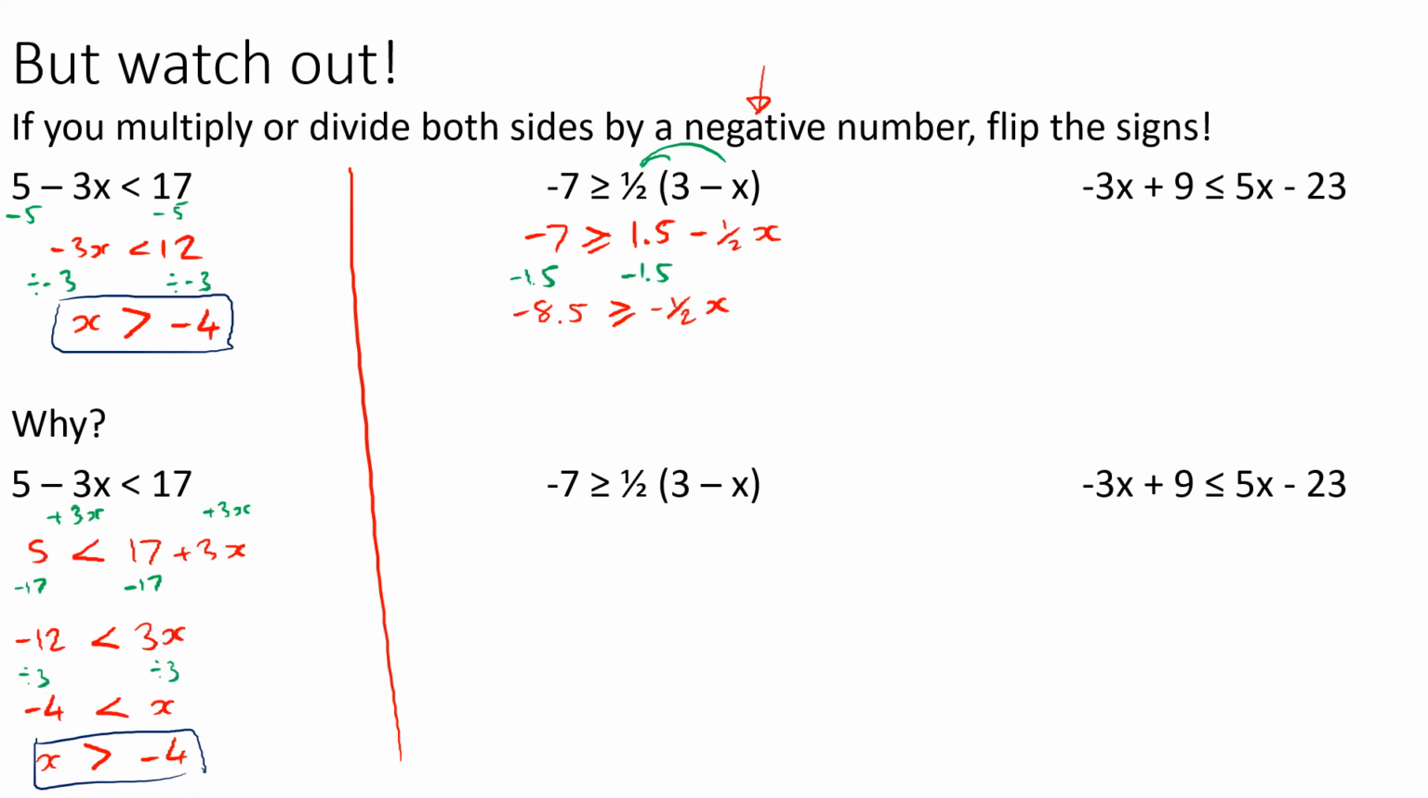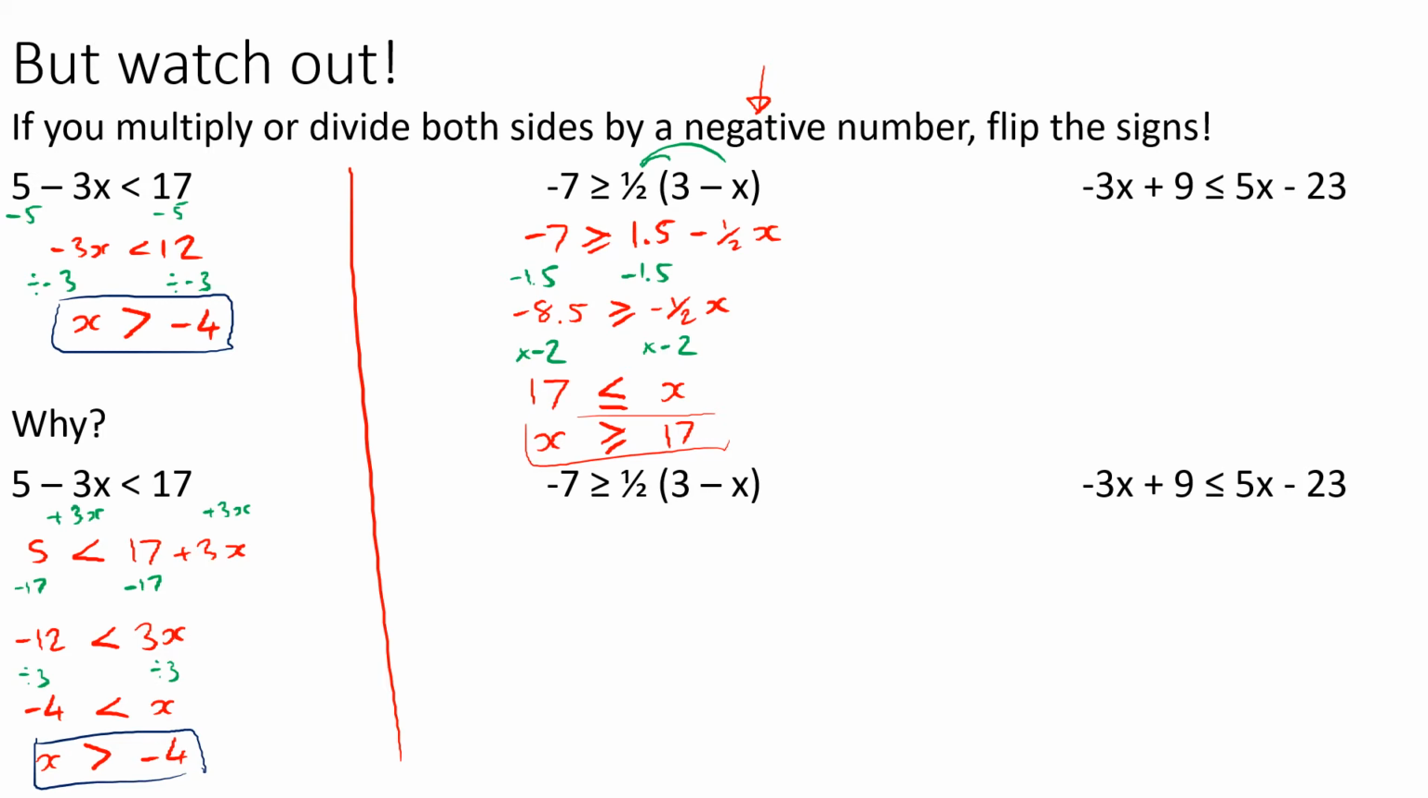And then how do you get rid of something like minus a half? You times by minus 2. So that would get us all the way up to 17 on this side. It would get us all the way up to x on the other, but flip the sign. So we'd end up with 17 less than or equal to x. And if you want to then change it round, flip the sign, we'd have x greater than or equal to 17.